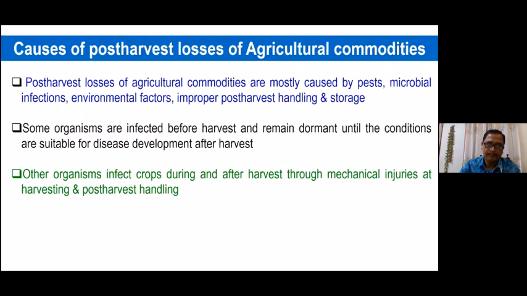Losses of agricultural commodities are mostly caused by insect infestation and environmental factors, as well as poor post-harvest handling and storage systems. All those things are very critical. Some pathogens or organisms usually infect crops before harvesting, and they remain in the crops until they find a suitable environment for their development. Other organisms may infect the crops during and after harvesting. That is because of the faulty harvesting system, as well as the faulty handling system, and that causes infections by insects and diseases.